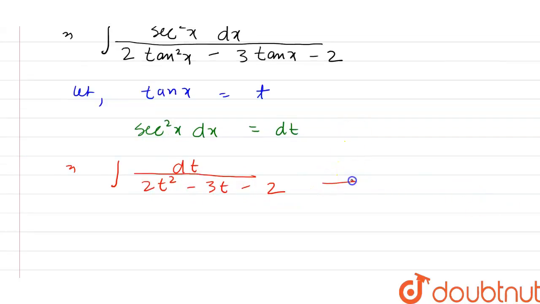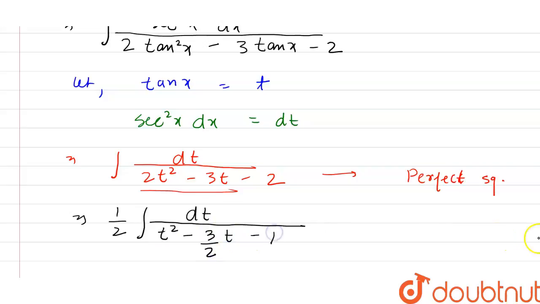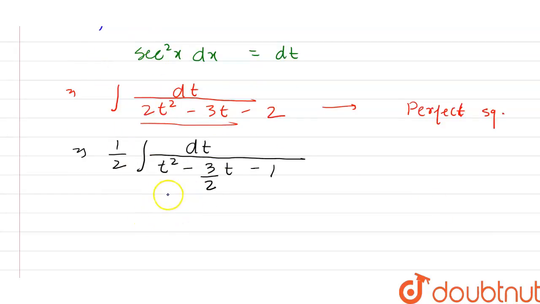Now if we try to make this a perfect square, first of all, if we take 2 common from here, this is equal to 1 by 2 integration dt upon t square minus 3 by 2 t minus 1. So from here we can see that this is equal to a square minus 2ab. From here we have the value of a and 2ab. We have to find the value of b. So 2ab is equal to 3 by 2 t.